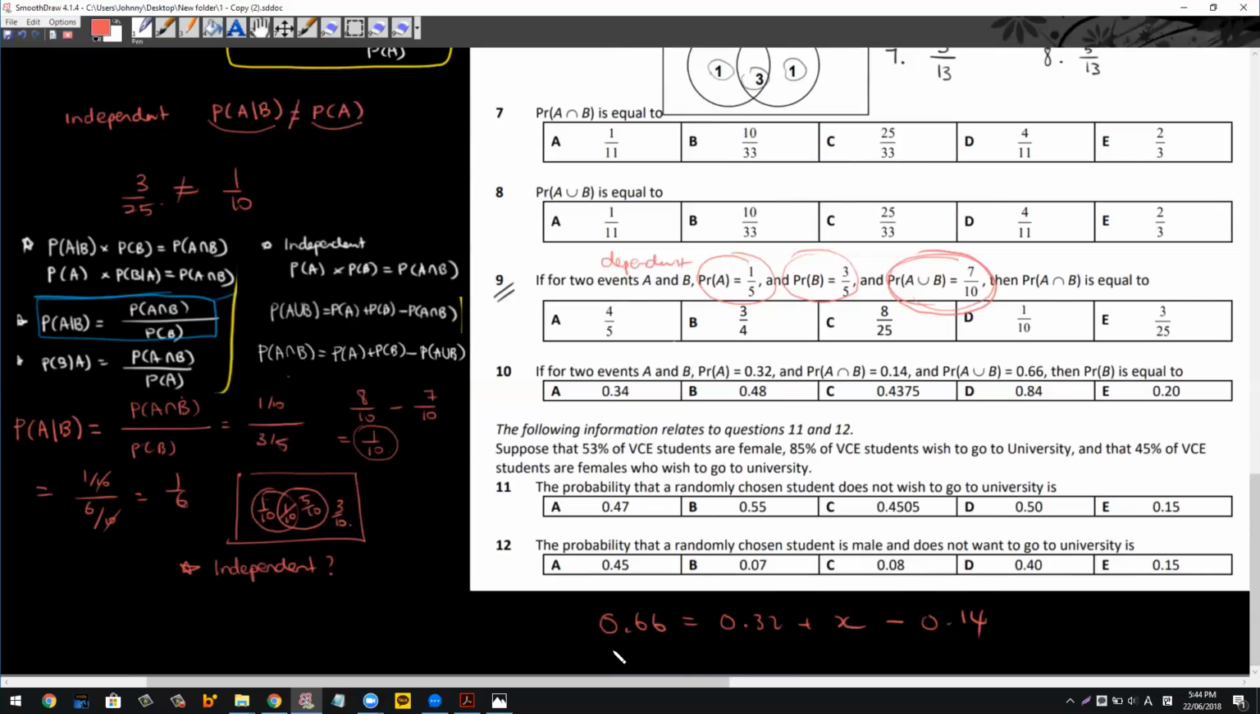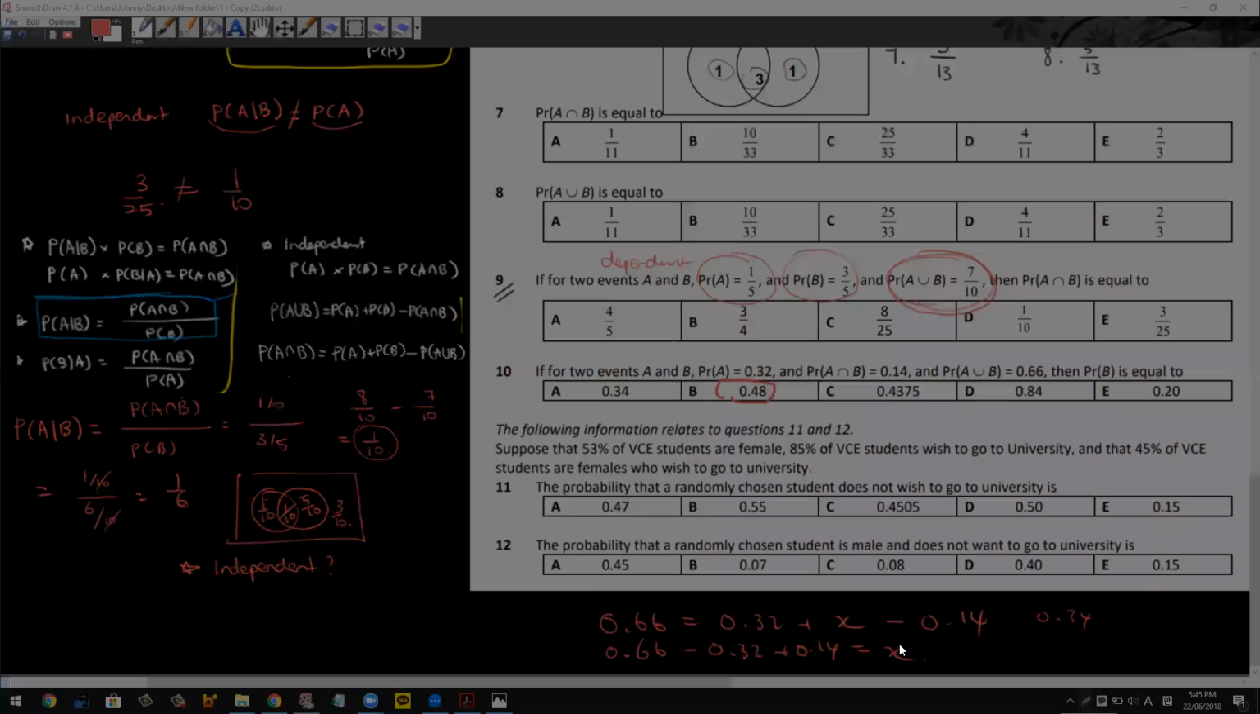So that's equal to 0.66 minus 0.32 plus 0.14, right? So that's what x is. Is that how you did it? Then you get 0.48, yep, that's right. So that's how you do it. Well done. I'm going to copy and paste this one on a different page.